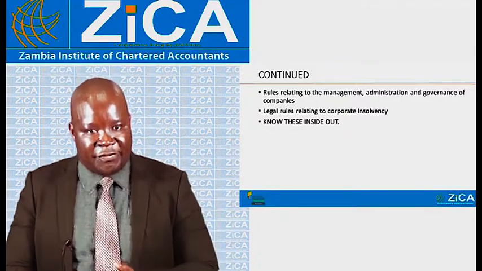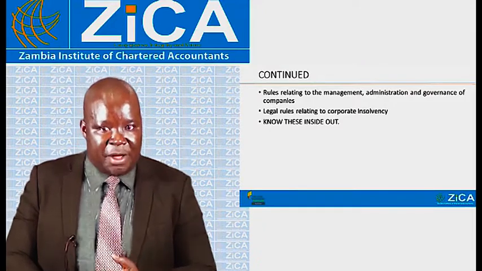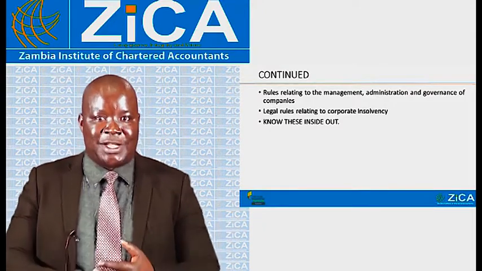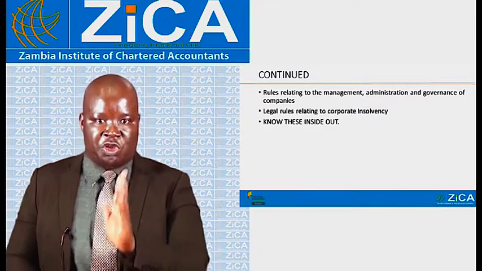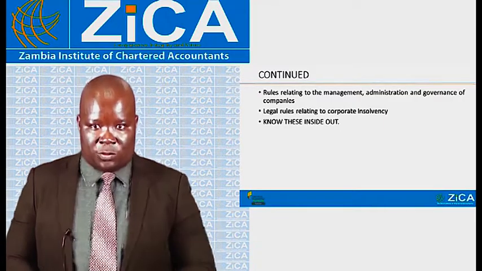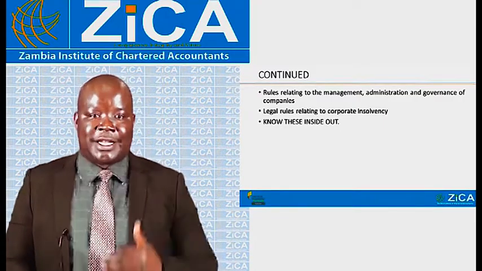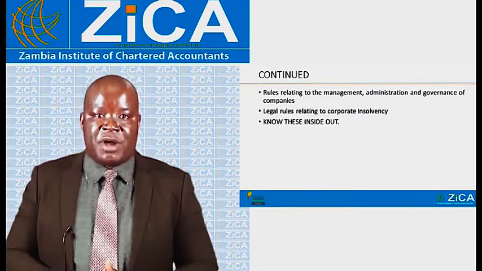Understand how a company is formed, the documents which are needed for company formation, and also understand the incidence of company formation. Once a company is formed at law, in the case of Solomon versus Solomon, which you already have in your Zika manual, a company becomes a persona at law. This therefore means that the company attains the legal status of a human being at law.